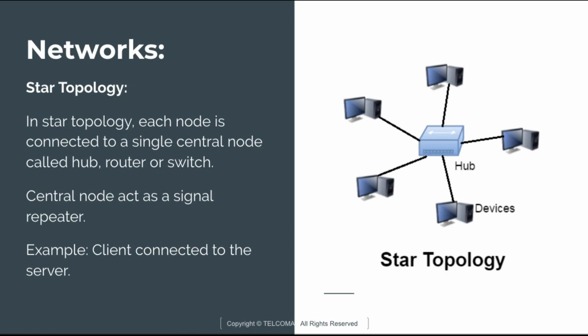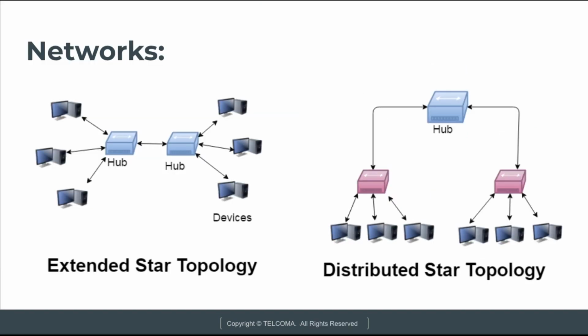So this is about the star topology. Next we are going to discuss the types of star topology, that are extended star topology and distributed star topology. Here the extended star topology is a network arrangement in which two or more repeaters are between the central nodes. So here you can see that two or more repeaters are connected in between the central nodes. Whereas distributed star topology is a type which represents a linear arrangement of network devices.